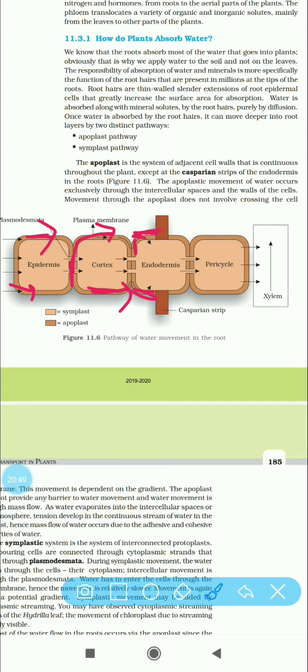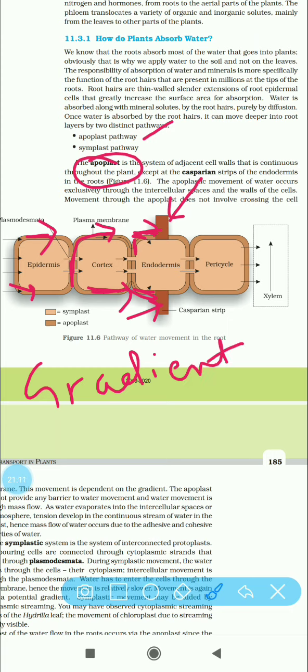But the problem will be encountered at the Casparian strips. Remember that we are discussing apoplast. Now this movement is mainly based on the gradient. It is, remember, from high concentration to low concentration.